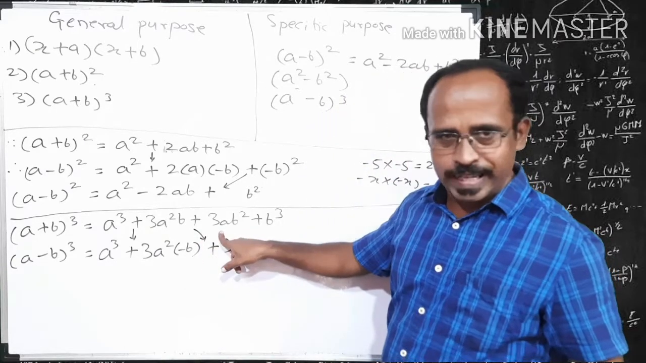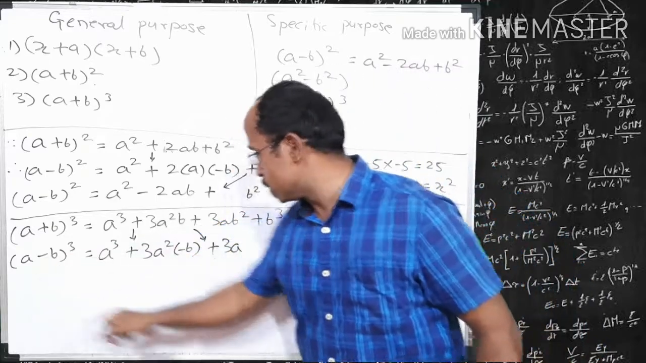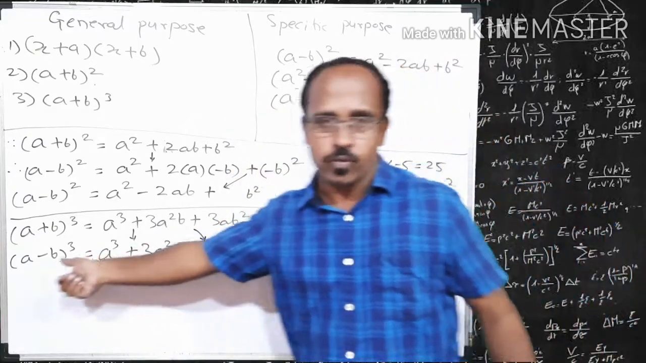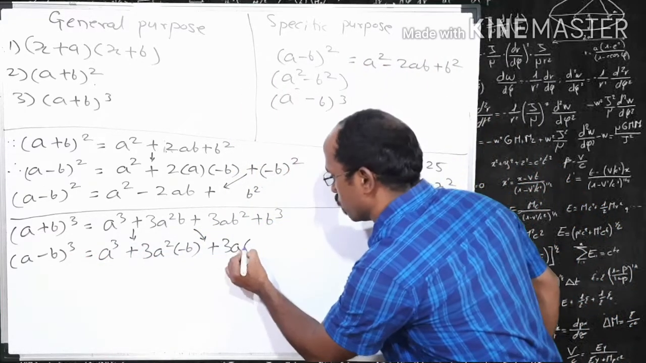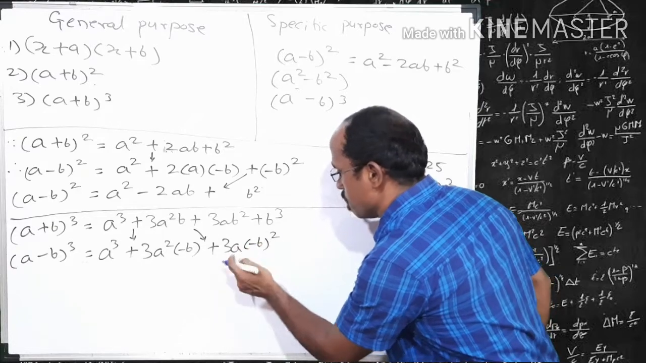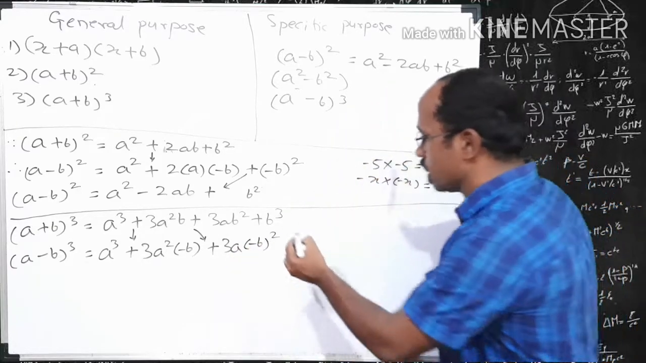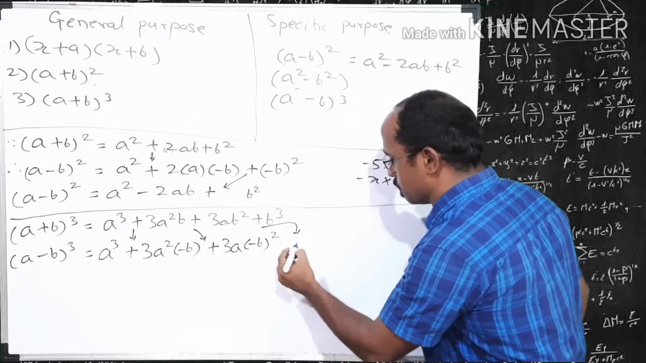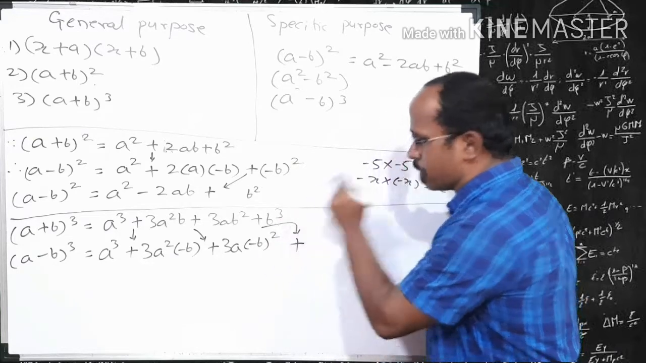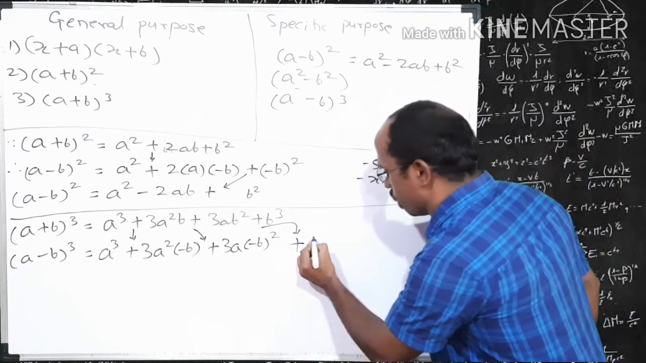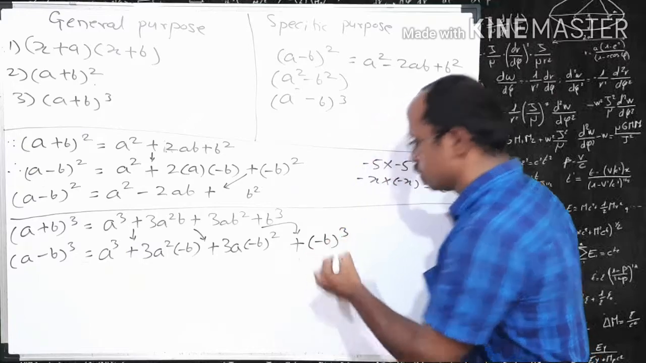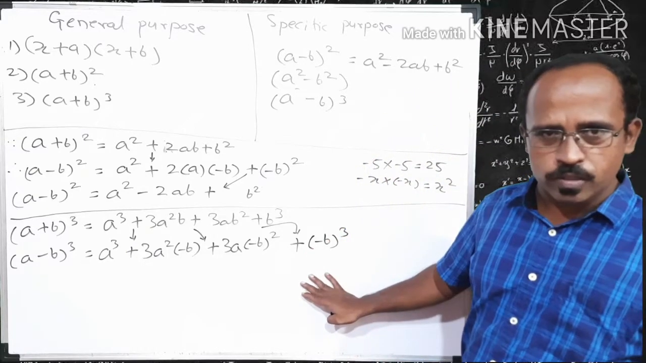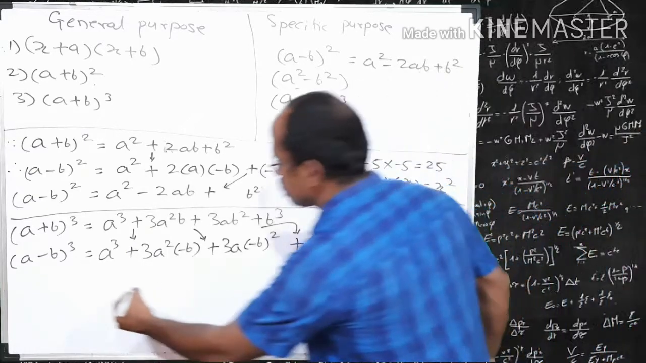3 into a is positive. At the place of b, we have to write minus b, which means we have to find the square of minus b, b square. Ultimately this plus also will come as part of the formula, and at the place of b cube, we have to write minus b cube. Okay, up to this.